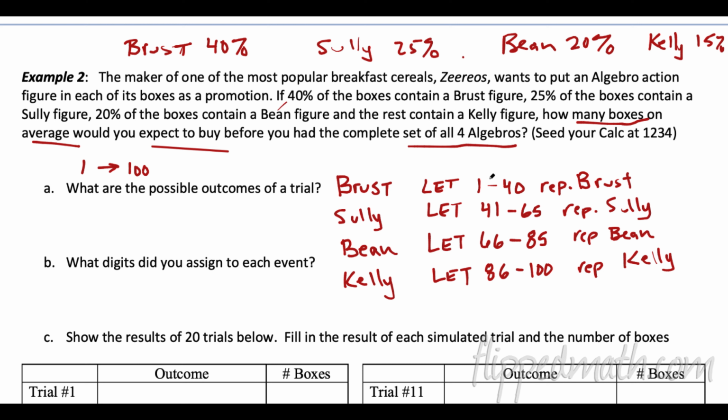Now, does it matter which numbers you choose for which Algebro? It really doesn't. It doesn't matter which numbers you select. If you wanted, you could have made Brust the last 40 digits, which would be 61 to 100. You could have selected any way you want, just as long as you state what's going on so that the person reading it knows before you start the simulation. So we answered A, we answered B.